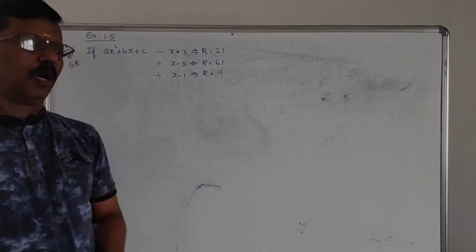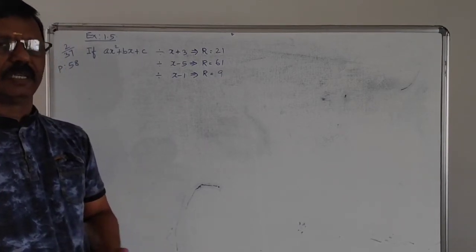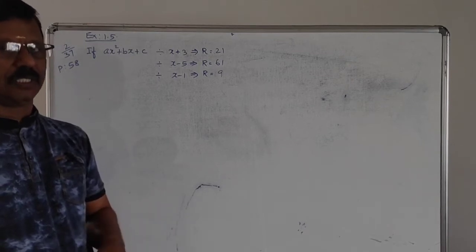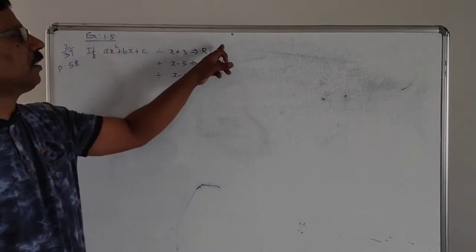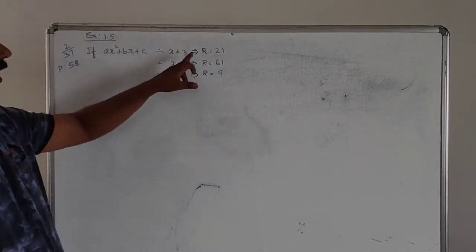method. Whenever you want to use Gaussian elimination method, we need a system of linear equations. Therefore, first of all, you have to frame the linear equations based on this data. Now here the remainders are given.